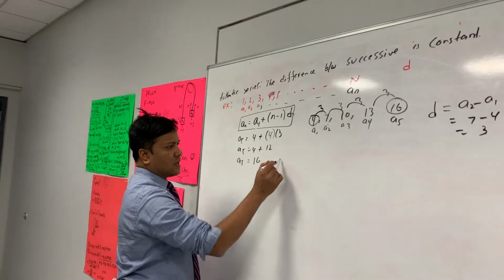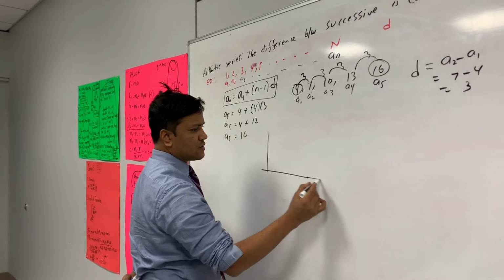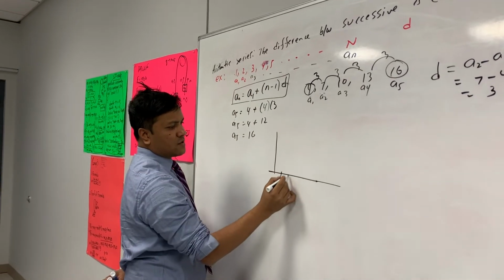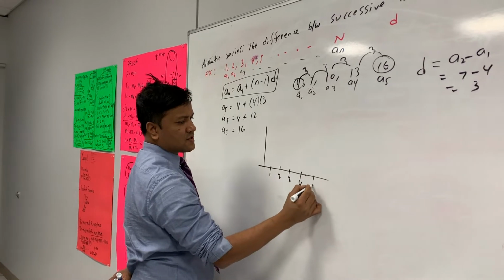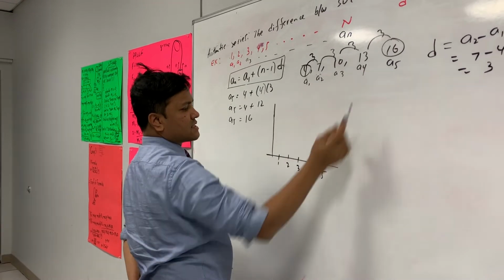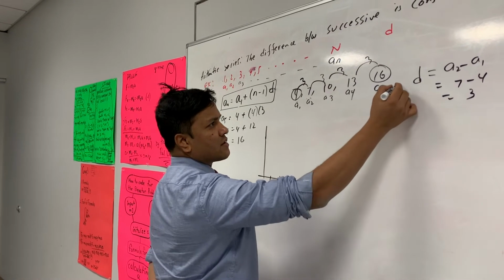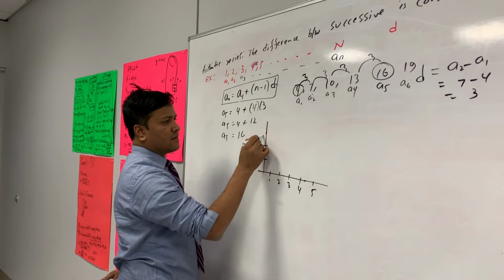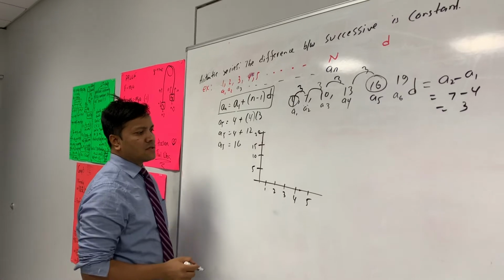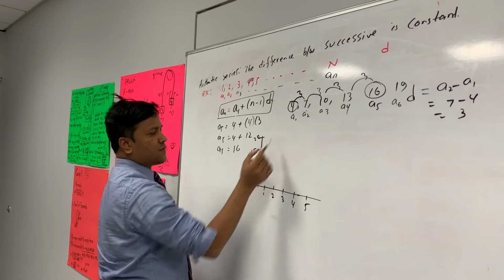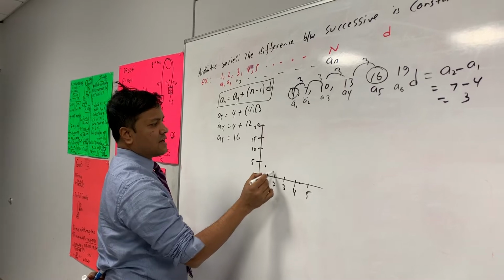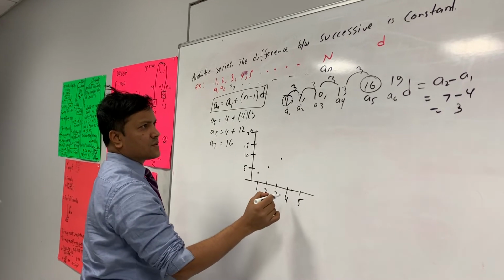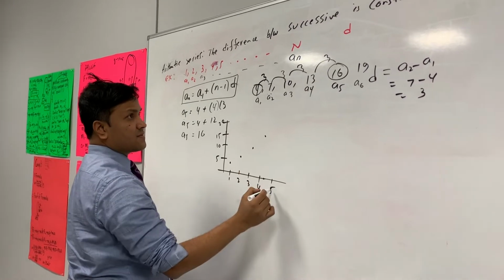So this is 1, 2, 3. This is A1. So this is 1, this is 2, this is 3, this is 4, this is 5, and we have up until 16. So let's do the next one. A6 should be 19. So 5, 10, 15, and 20. All right. So 1 gives us 4. 2 gives us 7. 3 gives us 10. 4 gives us 13. And 5 gives us 16.